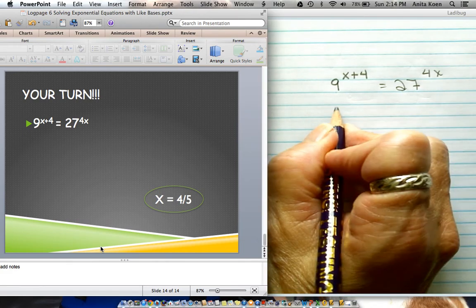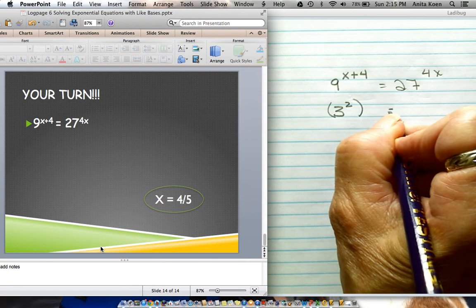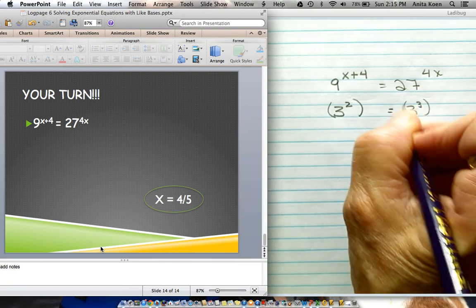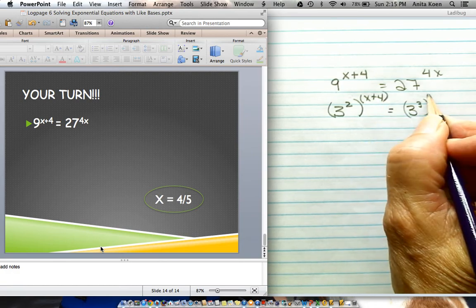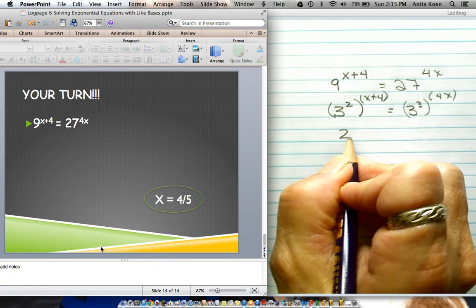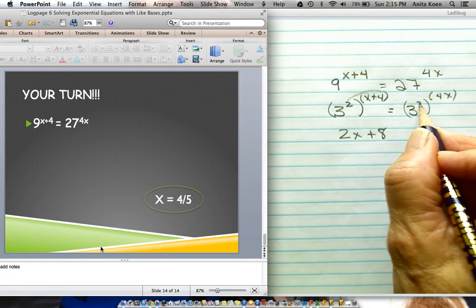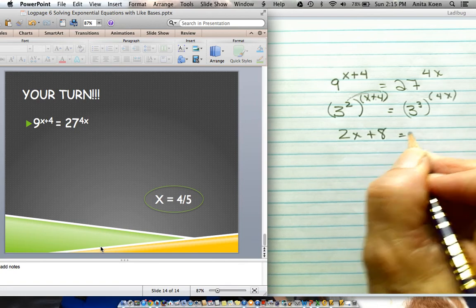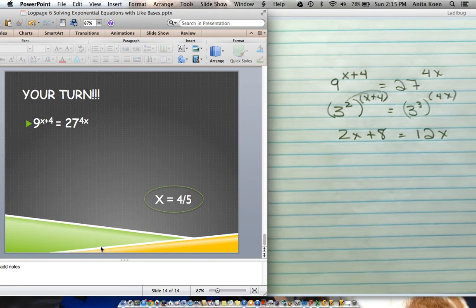Common base here is 3. So 3 squared is 9. 3 cubed is 27. When I raise a power to a power, I'm going to multiply the exponents. So 2x plus 8, remember to distribute, equals 3 times 4x is 12x.